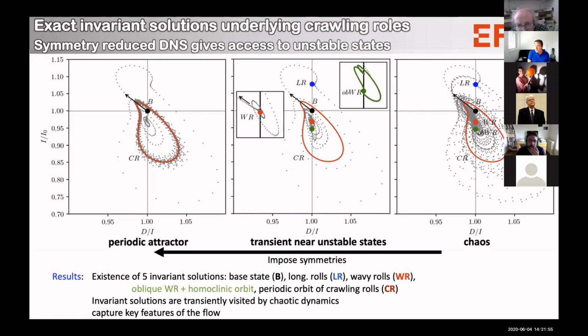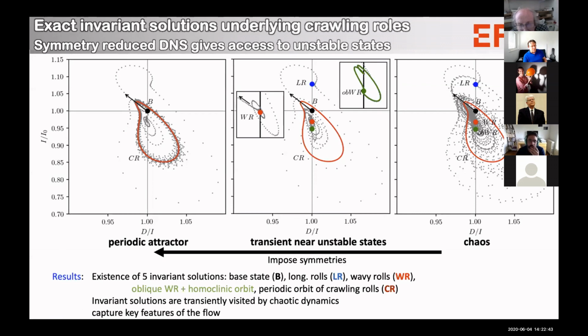Let's count: the base state, the longitudinal rolls here, then something that we call the wavy rolls, the ones that we are going to here along a spiraling stable manifold. Then here the oblique wavy rolls and the associated homoclinic orbit. And number five, and most importantly, this crawling roll periodic orbit. So these invariant solutions are indeed transiently visited by the chaotic dynamics, as the picture of the pinball machine suggests, and they capture key features of the flow.